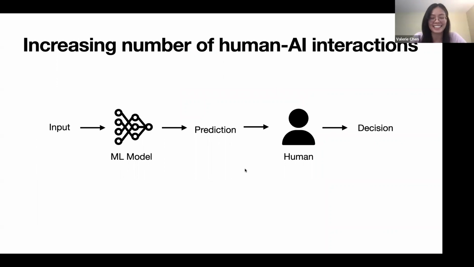Okay, so I'll speed through the motivation because I think most of us already know this. And so there's an increasing number of ways in which humans interact with AI systems. In this picture, the human could be replaced with a number of different people who are making various decisions and interacting with a number of different ML models.